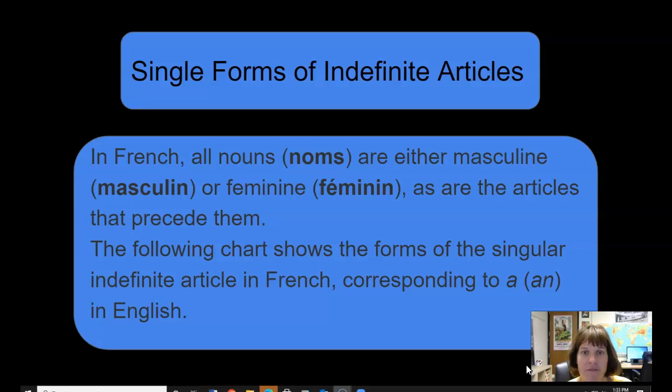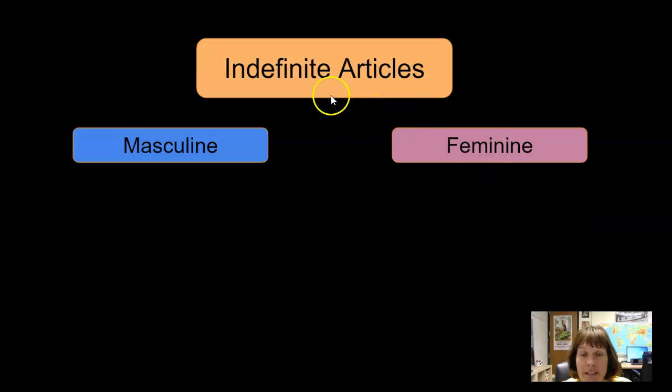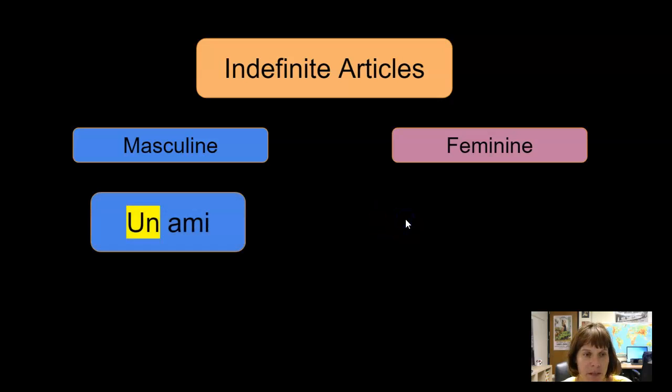In French, all nouns, noms, are either masculine, masculin, or feminine, féminin, as are the articles that precede them. The following chart shows the forms of the singular indefinite article in French corresponding to a or an in English. So in indefinite articles in French, you always have masculine and feminine. And that goes the same for a lot of Romance languages. So whether you're learning Italian, French, Spanish, or Portuguese, they have masculine and feminine nouns. So do some Germanic languages, such as German as well.